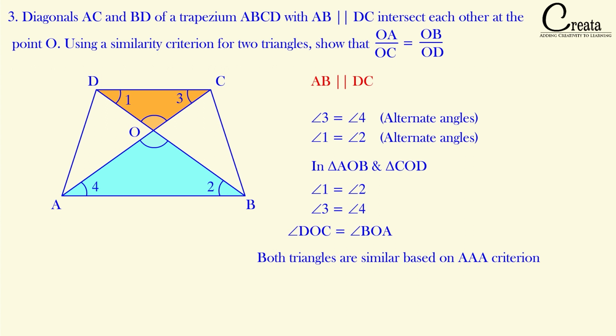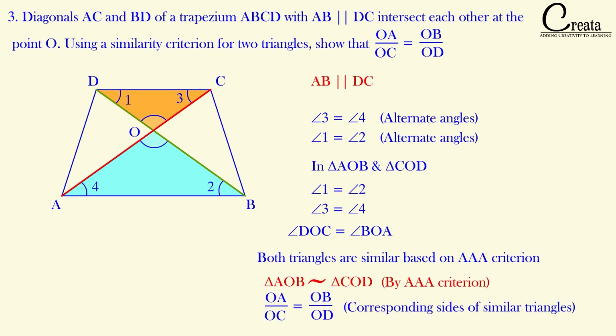In the mathematical form, we will write the triangle AOB is similar to triangle COD. A corresponds to angle C and B corresponds to angle D. Once we got the two triangles as similar to each other, we can apply the concept of similarity, that is the ratio of the corresponding sides will be equal to each other. Here OA and OC are the corresponding sides and OB and OD are the corresponding sides. So we can say OA upon OC will be equal to OB upon OD. That is the answer of our question. Got it?